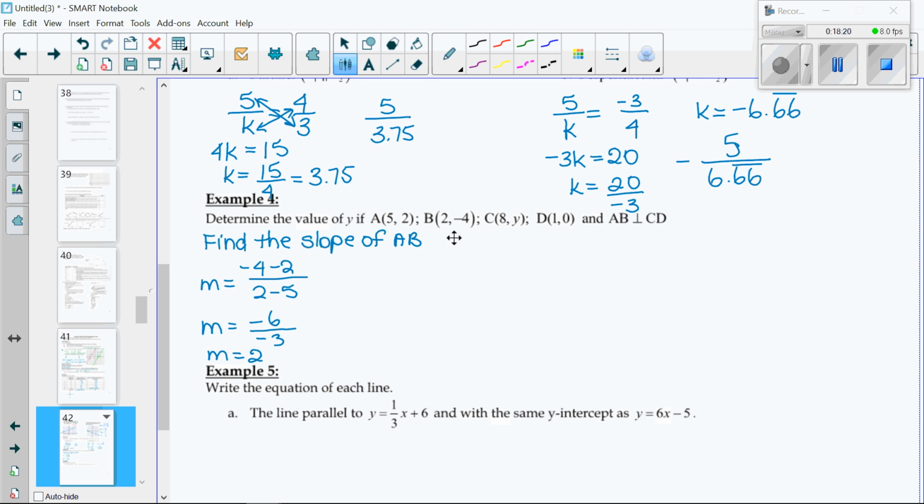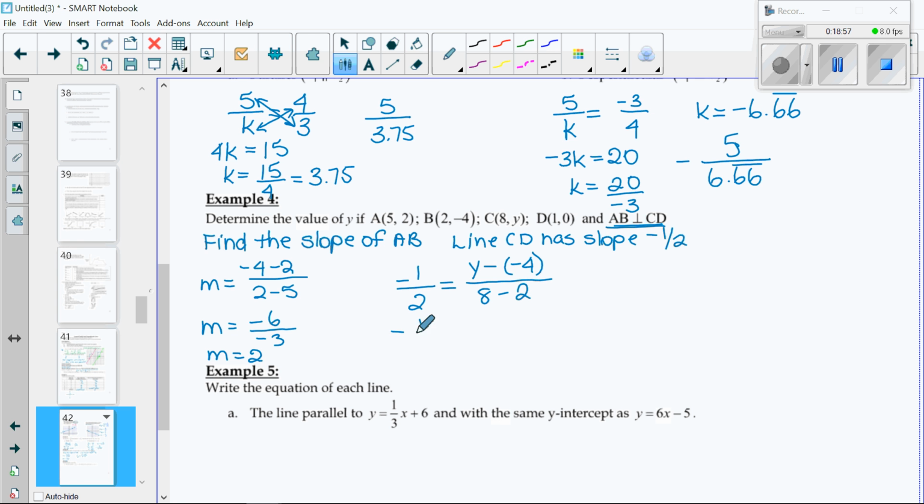That means that line CD has slope negative 1 over 2, because it tells us here that AB is perpendicular to CD. So since I know that, I can find my missing value, y. So I'm going to go negative 1 over 2 is equal to y take away negative 4 over 8 take away 2.